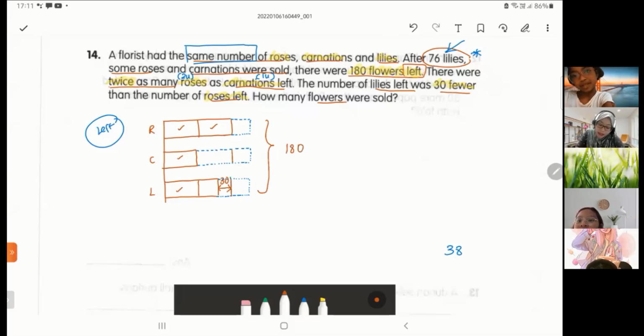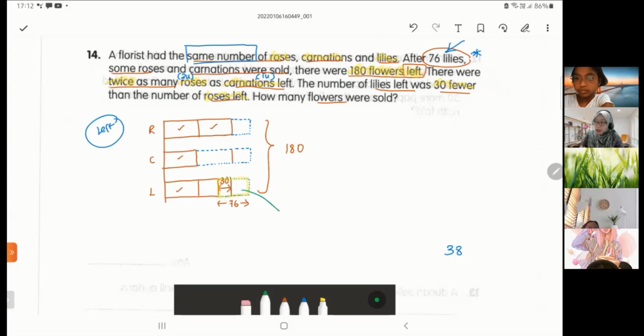180. Now they say that after 76 lilies were sold, I can tell that this part here is 76 because the sold is the blue color. Sold are the blue color part. So this is 76. Now, if the whole thing is 76 and I know that the small part is 30, can I find the other part that is unknown there? Can I find this part?